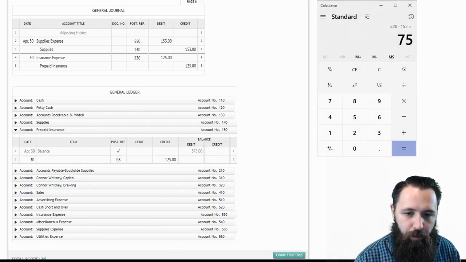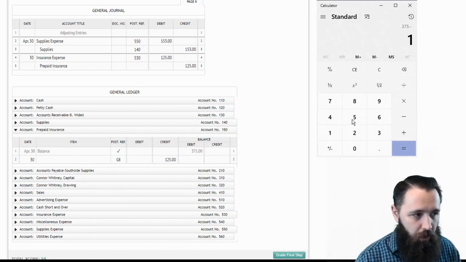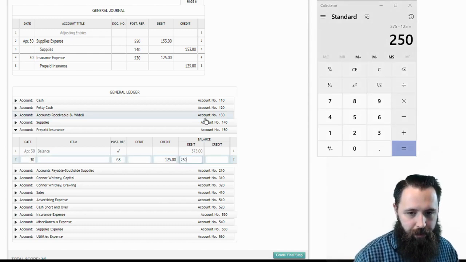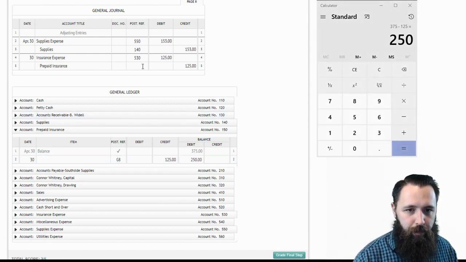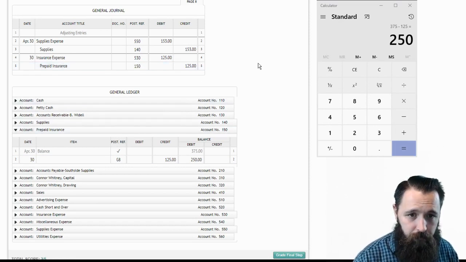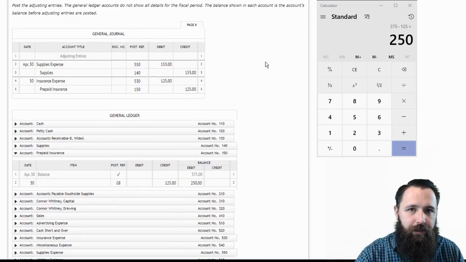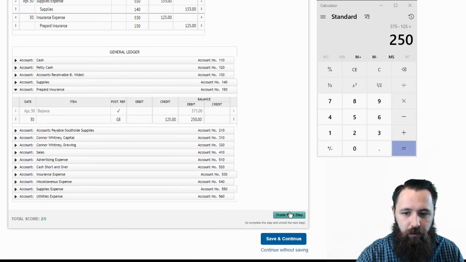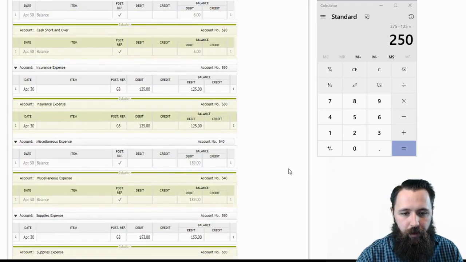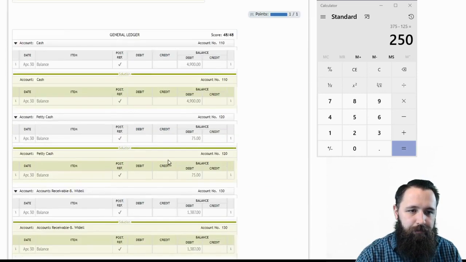Let's figure out what our new balance is. So we're taking $375 minus the $125, which is $250. It's still going to be a debit balance, $250. Then our post reference number will be 150. And there we go. We should be good to go with our adjusting entries. We've journalized them and then posted them to the ledger. Grade our final step. And there we go. 2 out of 2 on here. Okay. 1 out of 1 on here. Perfect.